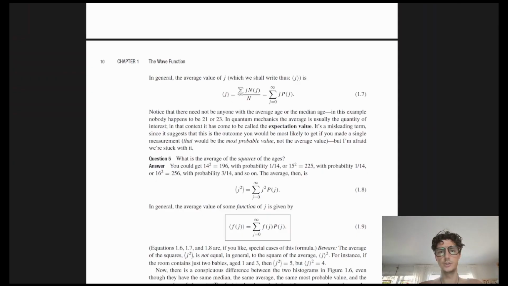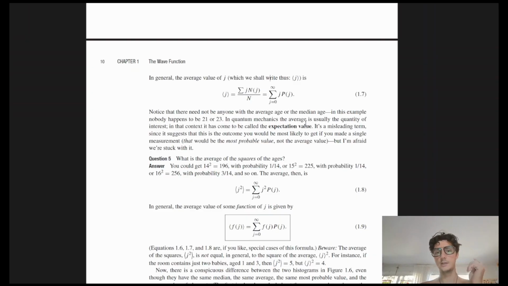Average of j is equal to sum of j times n of j, all of that divided by n, which equals the sum from j equals 0 to j equals infinity of j times p of j. This is getting a little weird for me. This is why I don't really like probability too much, but we're just going to keep bulldozing through. Notice that there need not be anyone with the average age or the median age. In this example, nobody happens to be 21 or 23.